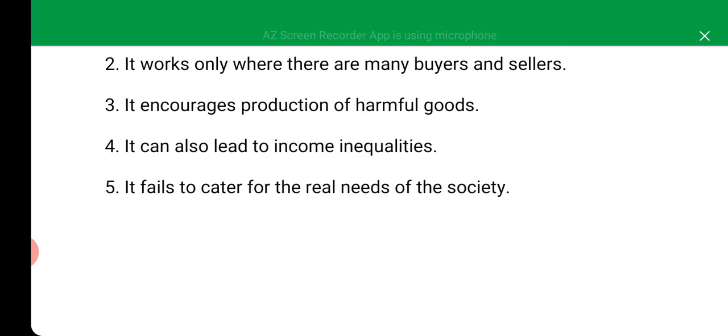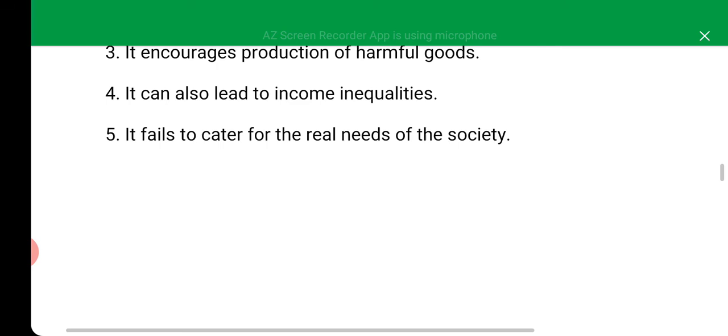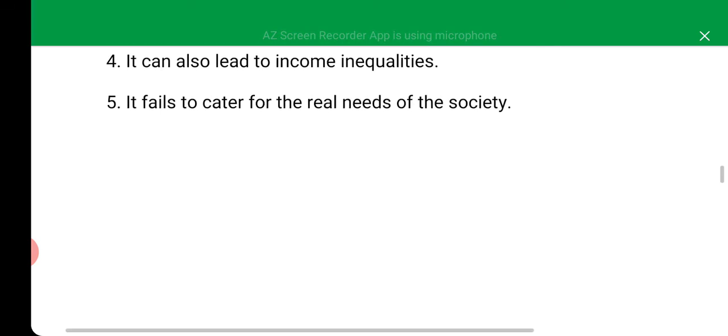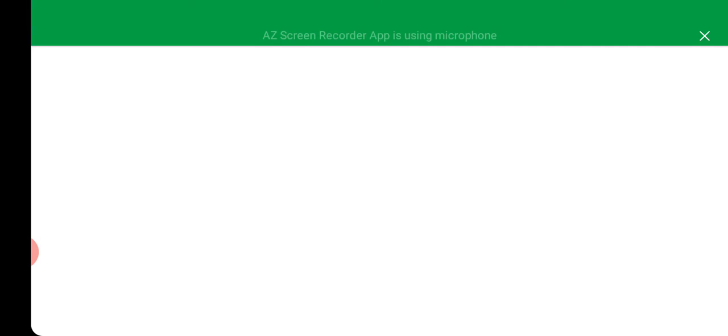It can also lead to income inequalities, such that it's only those that can afford the price given that will be able to go for such products. It fails to cater for the real needs of the society, as inferior goods will be produced.